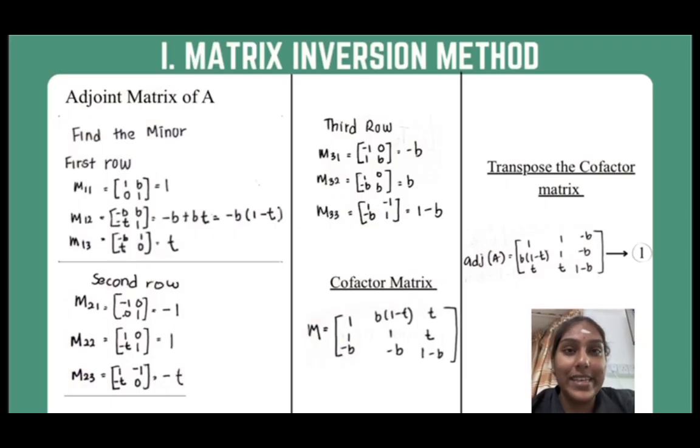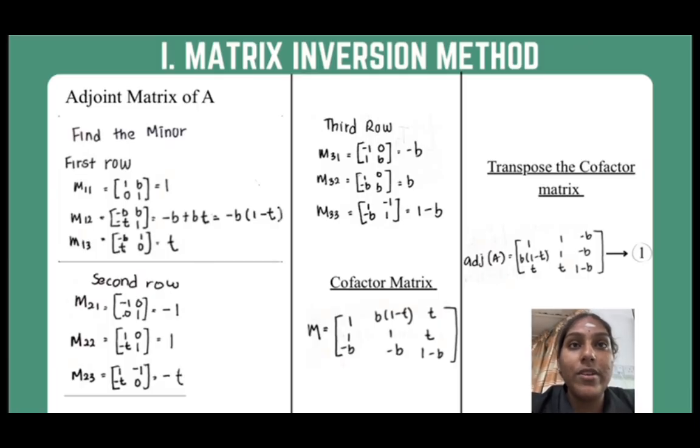Next, we have to find the inverse. So before we find the inverse, we need to find the adjoint matrix of A. This process involves three main steps: finding the minors, creating the cofactor matrix, and finally transposing the matrix. First, finding the minors, we calculate the minor for each element. We do this by calculating the determinant of the 2 by 2 matrix remaining after we cross out the row and the column of a specific element.